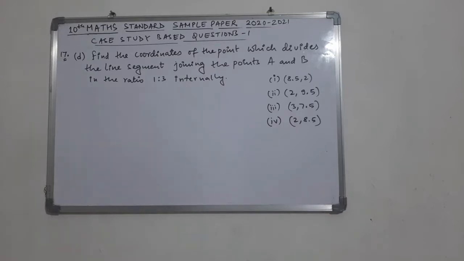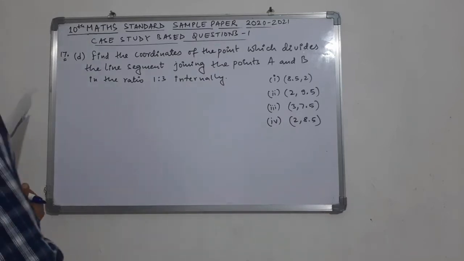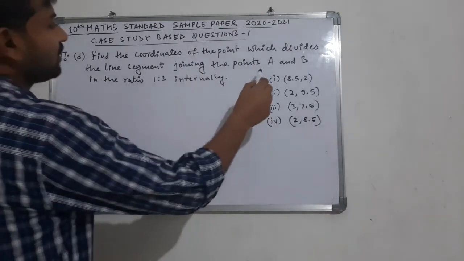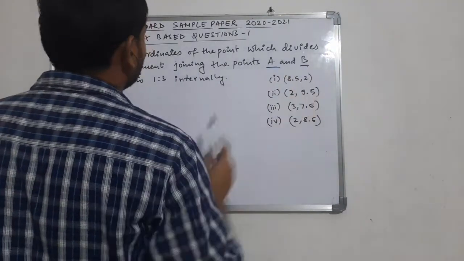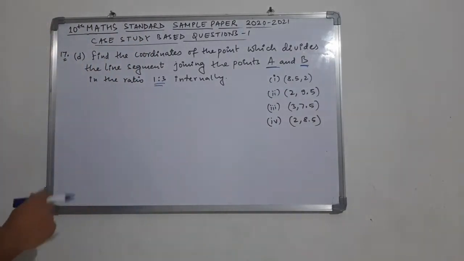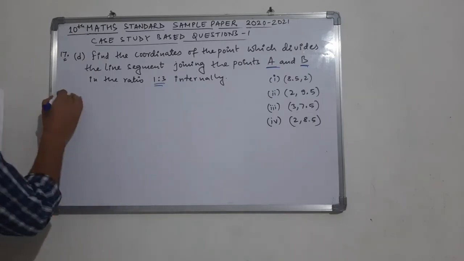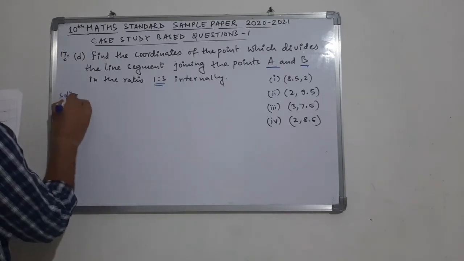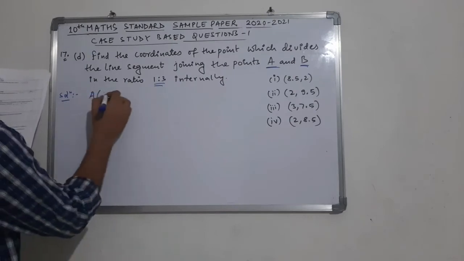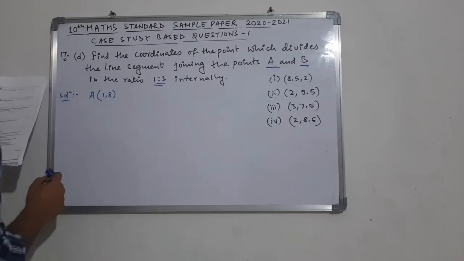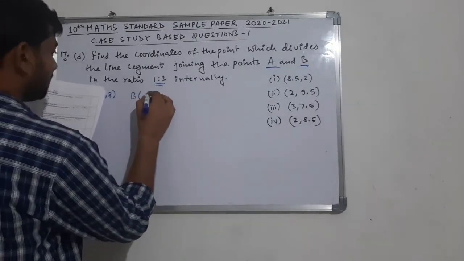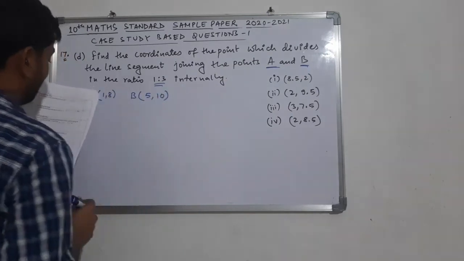So let us come to the fourth part of this. Here we have to find the coordinates of the point which divides the line segment joining the points A and B in the ratio 1:3 internally. We have 2 points A and B. So by observation we can find out the coordinates of A. The point A here is 1, 8, which we have used in the previous question, and the coordinates of point B here is 5, 10.